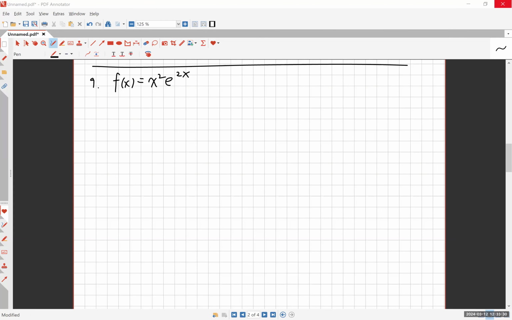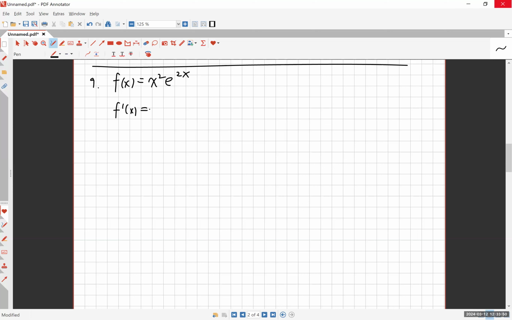All right, let's go to number 9. So number 9, the function is x squared e to the 2x. What kind of a function is this? I mean, you do have a composition in the part e to the 2x, but overall this is a product. So we are going to use the product rule.